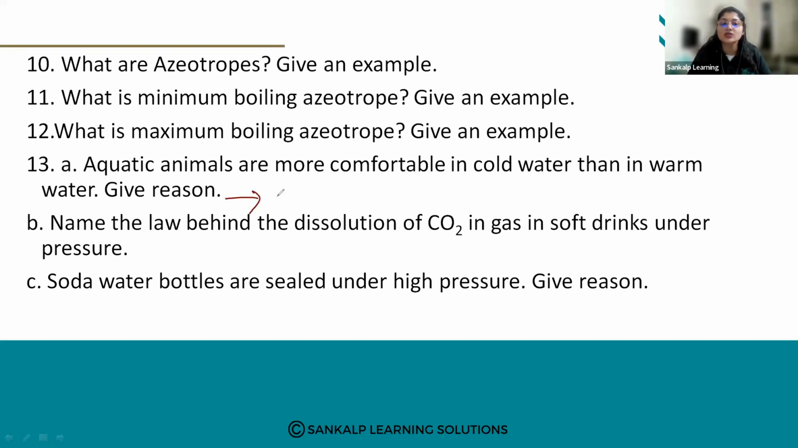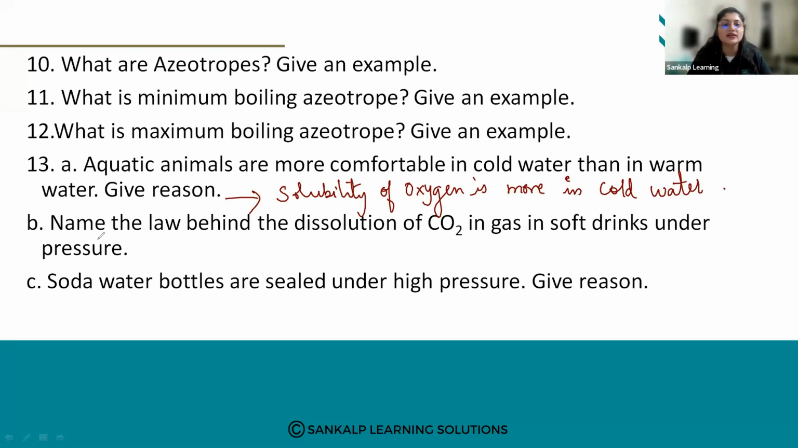The reason is the solubility of oxygen is more in cold water. Okay, remember this point. If you write this proper reason, you will get 1 mark. So solubility of oxygen is more in this cold water.